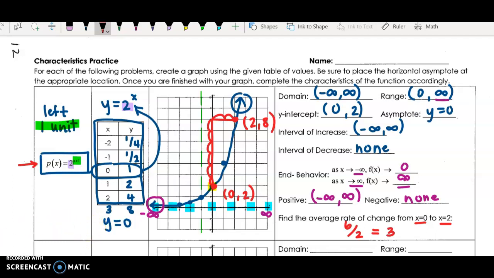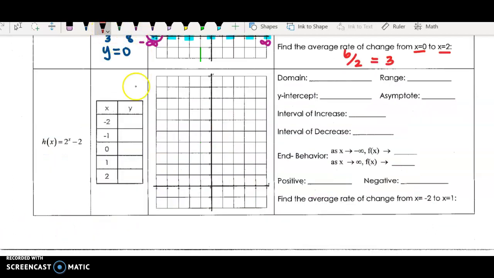Now we're ready to move on to the next example. This function also uses the basic parent function y equals 2 to the x, but this one has a vertical shift down 2 units. This will cause our asymptote to move down to y equals -2. I'll go ahead and put that on my graph.